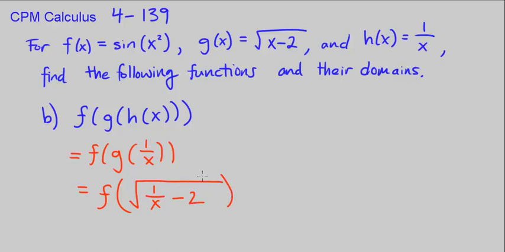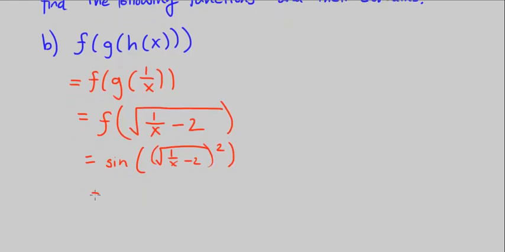The second step is to plug this in as the input to our function f. That's just sine of x squared again, so it's sine of our input, the square root of 1 over x minus 2, squared. Simplifying that, we get sine of 1 over x minus 2, because the square root and square cancel out. So that is the function defined. Let's box that, and then let's talk about the domain.